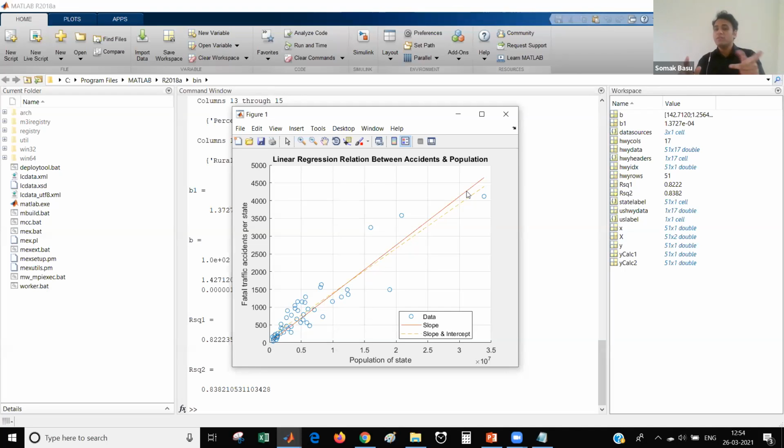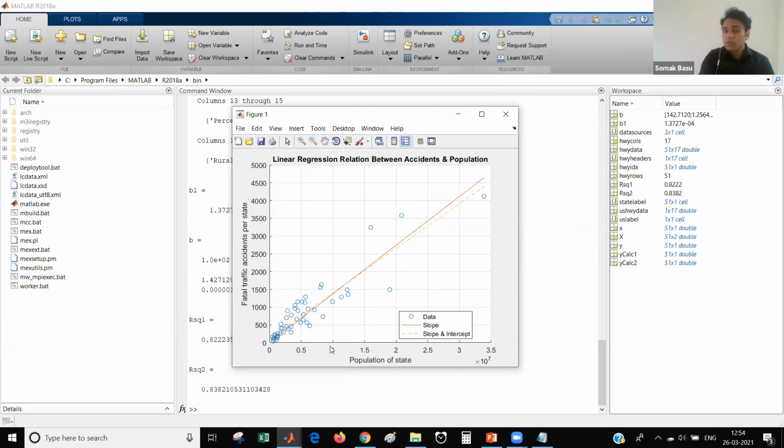Can you see this? Is it visible to everybody? Does this make sense? Can you follow? Yes, sir. As the population increases, the line is going upwards. That means the number of accidents also increases. And these are the actual data points.